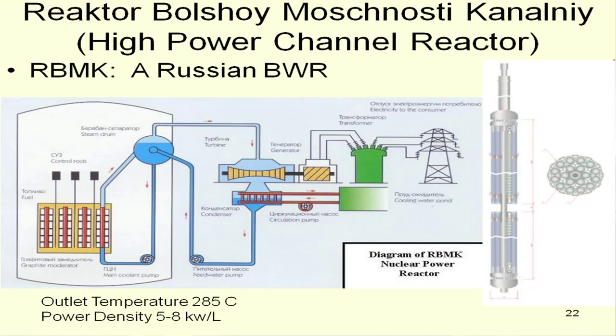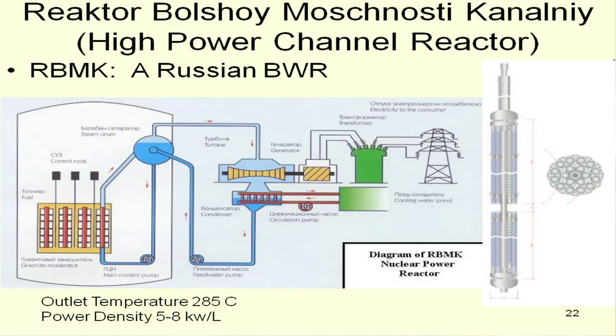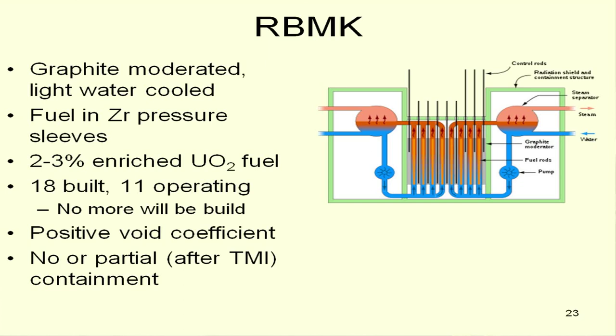Legacy reactors, a couple of these. One is the RBMK. This is the Russian design, a high-powered channel reactor. You see a cartoon of it here. Let me get more to the description. It's a graphite-moderated, light water-cooled, pressurized boiling water reactor. You've got this big bunch of graphite in there with channels in the graphite, and the channels are lined with zircaloy pressure sleeves. Then you put fuel assemblies that look more or less normal in these channels, and it goes critical with rods and this kind of stuff.